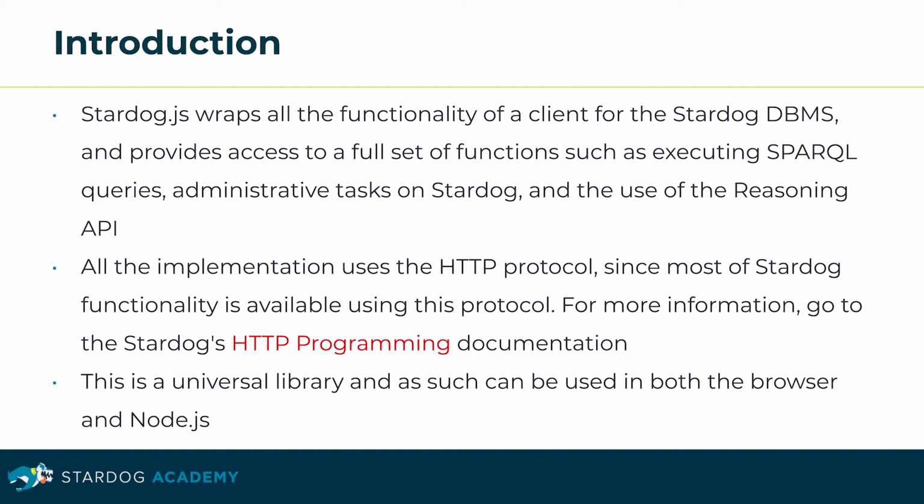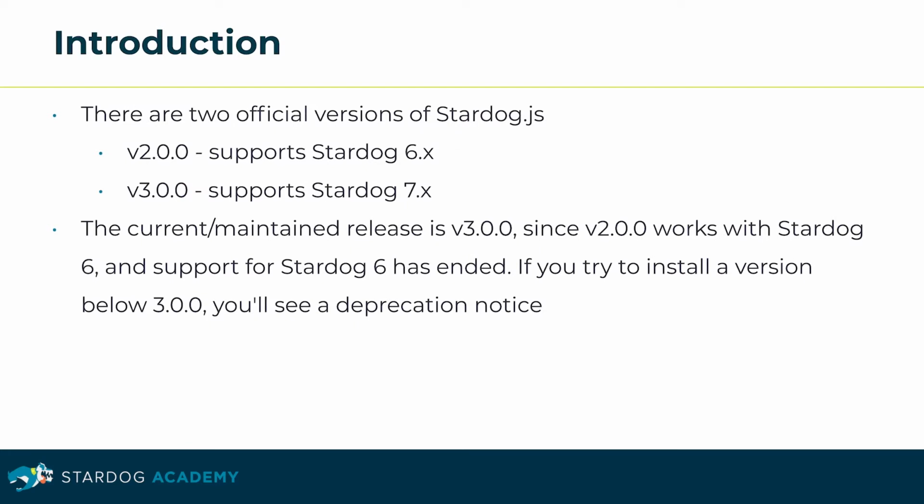This is a universal library and as such can be used in both the browser and Node.js. There are two official versions of Stardog.js, version 2.0 which supports Stardog 6.x and version 3.0 which supports Stardog 7.x. The current maintained release is version 3.0. Since version 2.0 works with Stardog 6 and support for Stardog 6 has ended, if you try to install a version below 3.0, you'll see a deprecation notice.